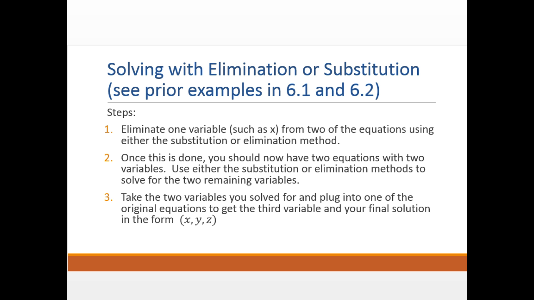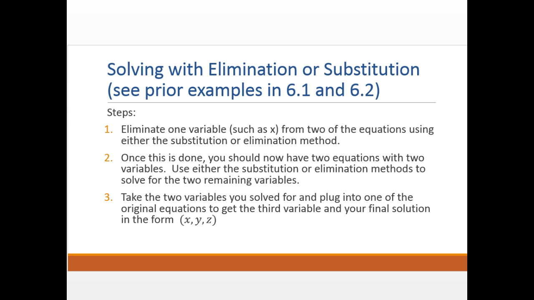Solving with the elimination or substitution methods. We'll actually see an example where I'll apply both. But we went over these in section 6.1 and 6.2. To solve using one of these methods, we're first going to eliminate one variable from two of the equations, say x. We will use either the substitution or elimination method to get rid of one of the variables from two equations. If we do this properly, we'll now have two equations with just two variables. Say if we got rid of the x, we'll have two equations, one with a y and z, and the other one with a y and z.